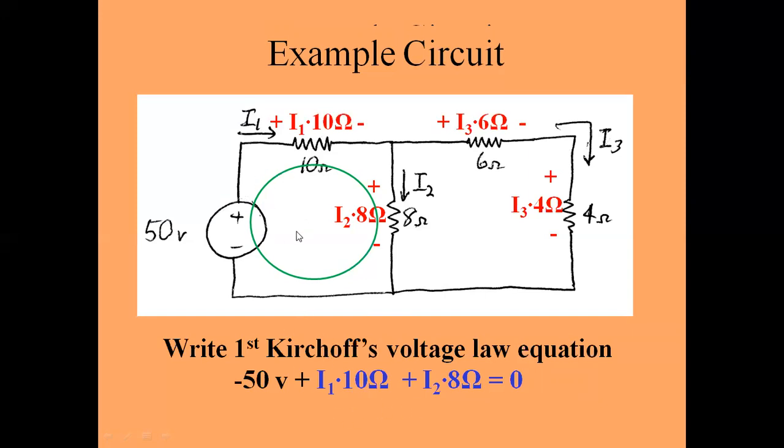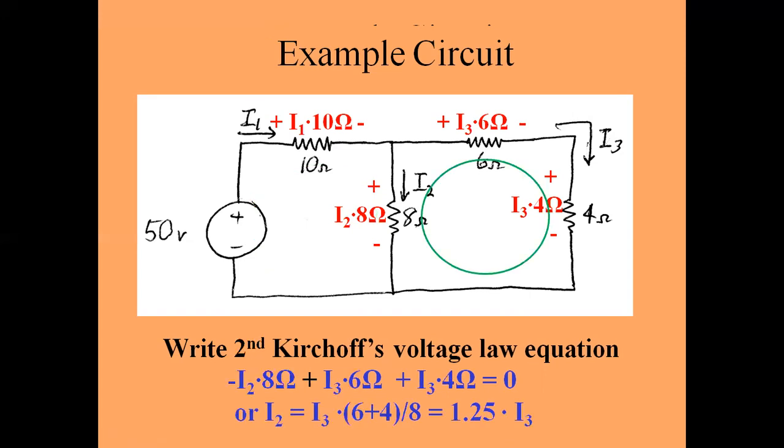While traveling through this first loop, we come in contact with the voltage drop across the 10 ohm and 8 ohm resistances. The voltage drop across this is 10 I1, it is 8 I2, and the sum of all this is equal to 0. So that equation is minus 50 volt plus 10 I1 plus 8 I2 is equal to 0.